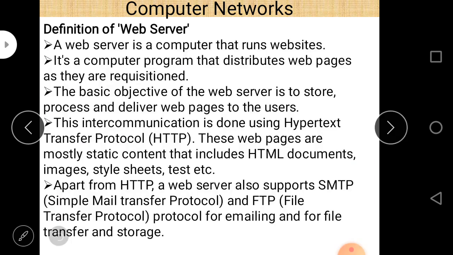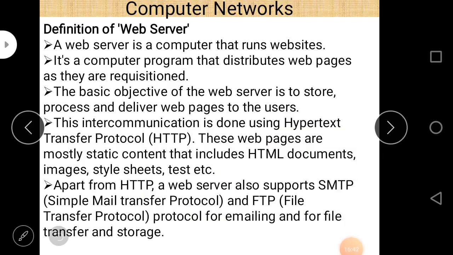Next is the definition of web server. A web server is a computer that runs a website, and it is a computer program that distributes web pages as they are requested. The basic objective of the web server is to store, process and deliver web pages to the user, and this intercommunication is done using hypertext transfer protocol, that is HTTP. These web pages are mostly static content that includes HTML documents, images, style sheets, text, etc.